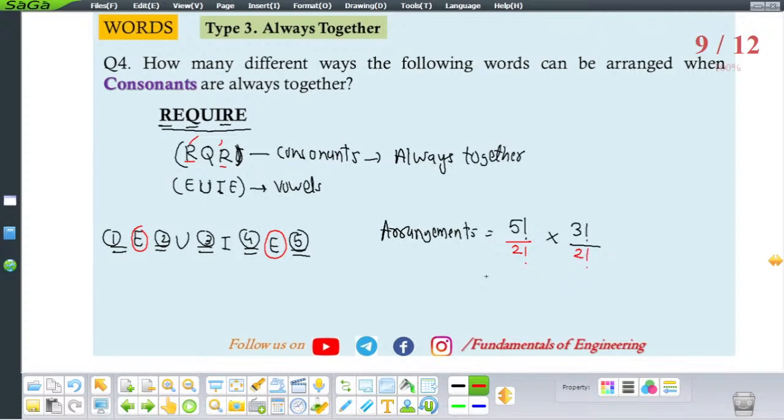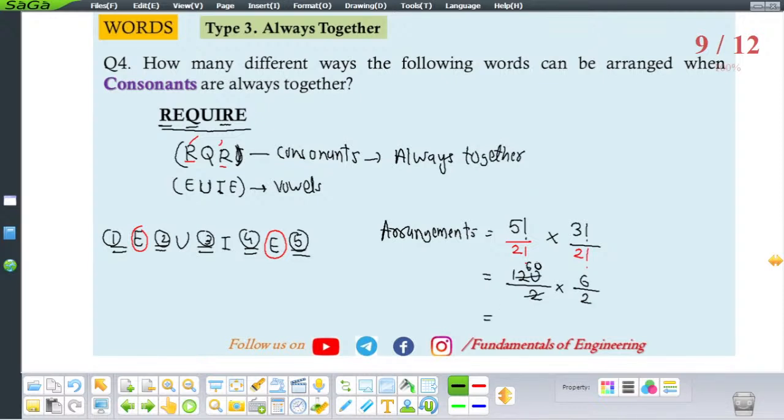So 5 factorial upon 2 factorial, because these are the 5 places where we can arrange these vowels and E is repeated twice. That's why we divide with 2 factorial, into 3 factorial, because 3 consonants we can arrange in 3 factorial ways, and we divide with 2 factorial because R is repeated twice. So 5 factorial value is 120, 2 factorial value is 2, 3 factorial value is 6, 2 factorial value is 2.